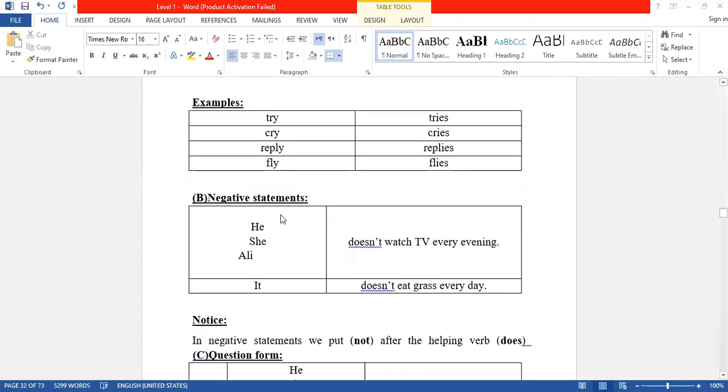We are going to put the subject first. نضع الفاعل أول. As I said, the subject may be a noun or a pronoun. فاعل إما يكون ضمير أو يكون اسم. So we are going to put the subject, like he.